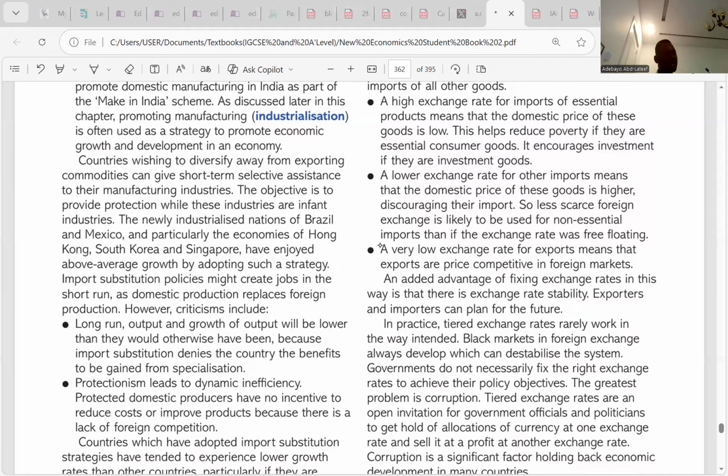However, criticisms include, one, long-run output and growth of output will be lower than they would otherwise have been because import substitution denies the country the benefit to be gained from specialization. The first problem I would need for import substitution, please.